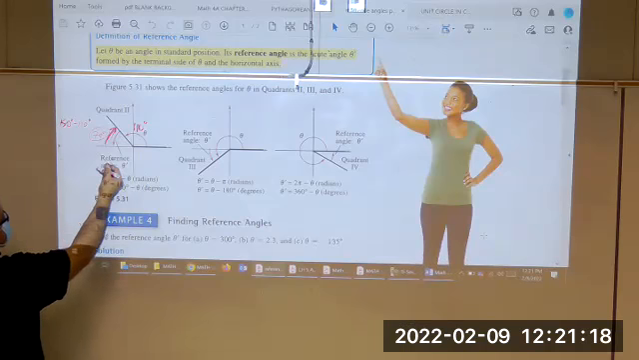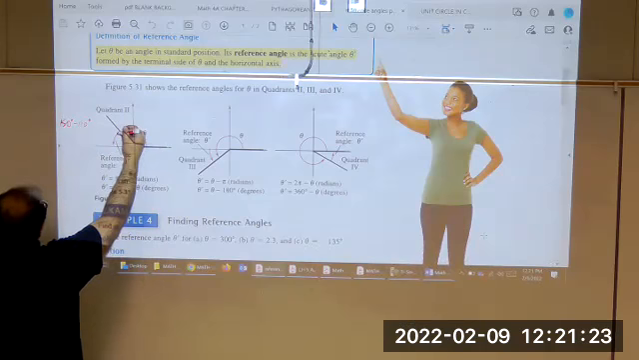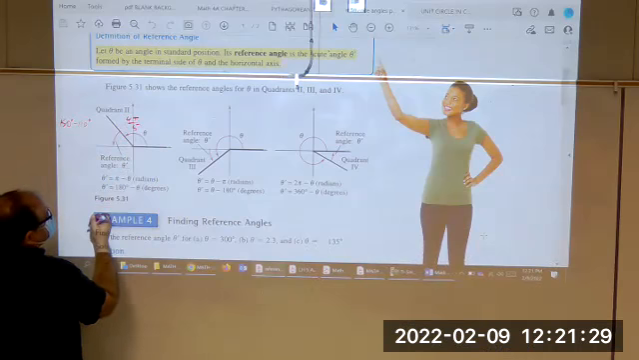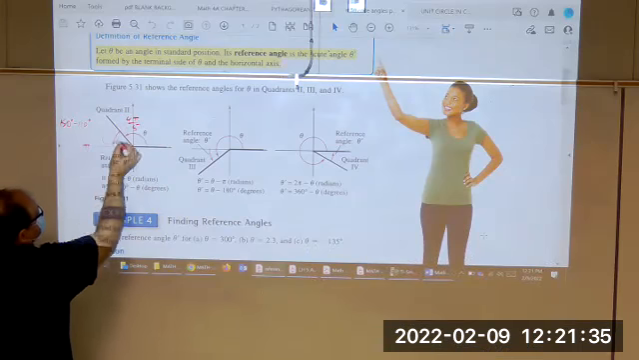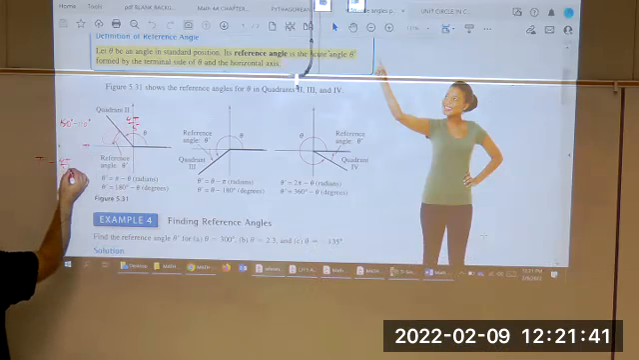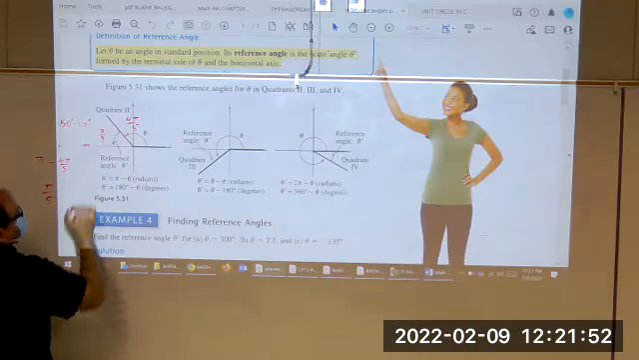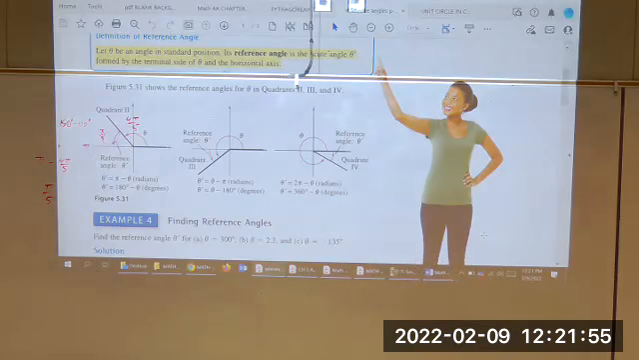If it's in radians, if this was 4 pi over 5, well, this is pi down here. The difference in between is pi minus the given angle, 4 pi over 5. So what's in between? 1 pi over 5. There would be 1 pi over 5 in between. Okay.